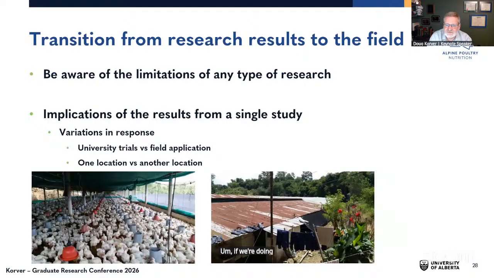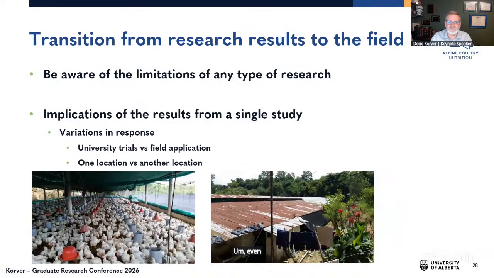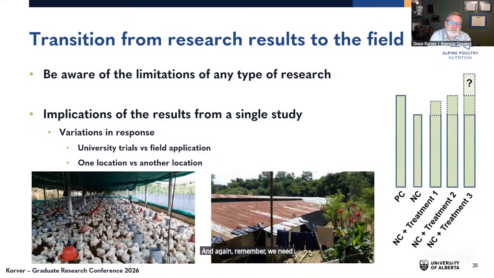So if we're doing a single study, we need to be aware of variations in response, either due to what we see at university trials versus what we see in commercial application. Or if we're doing commercial studies, what happens when we're looking at one location to another? There can be very, very different facilities, even within the same company. So that can influence our outcome. And again, we need to remember what is a reasonable outcome to expect from a study.